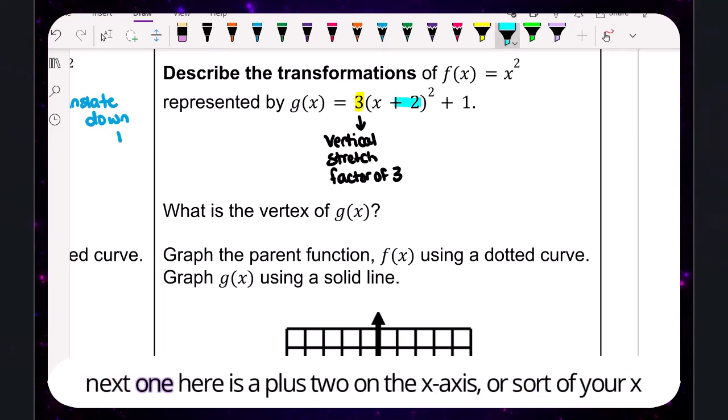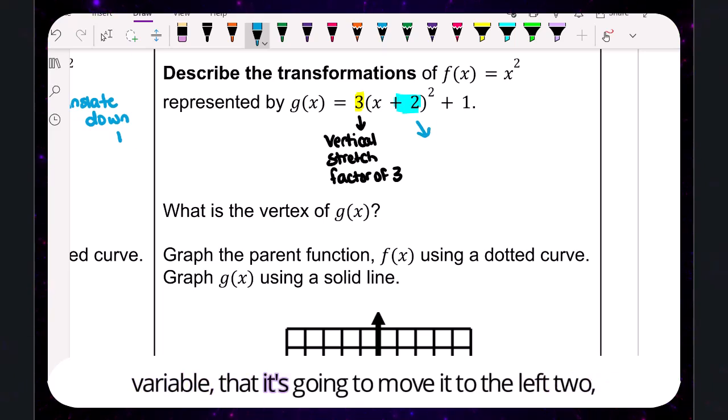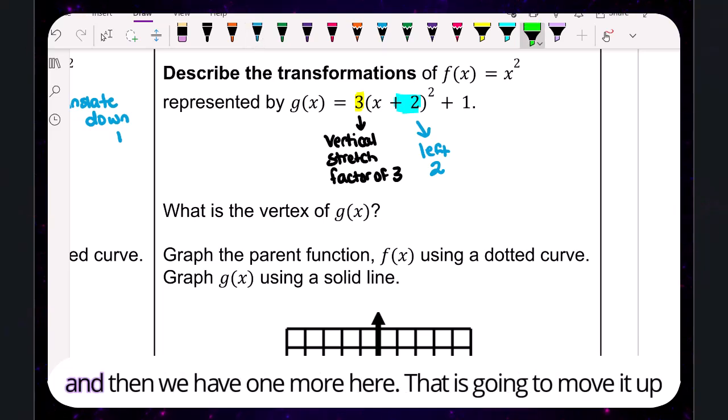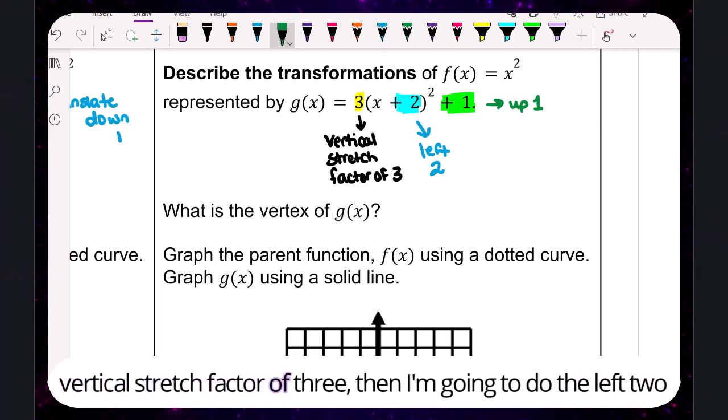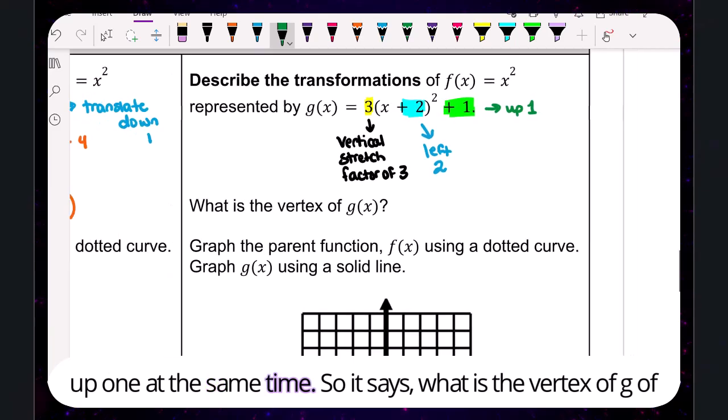The next one here is this +2 on the x variable. That is going to move it to the left 2. And then we have one more here. That is going to move it up 1. So the first thing I'm going to do is deal with the vertical stretch factor of 3. Then I'm going to do the left 2 up 1 at the same time.